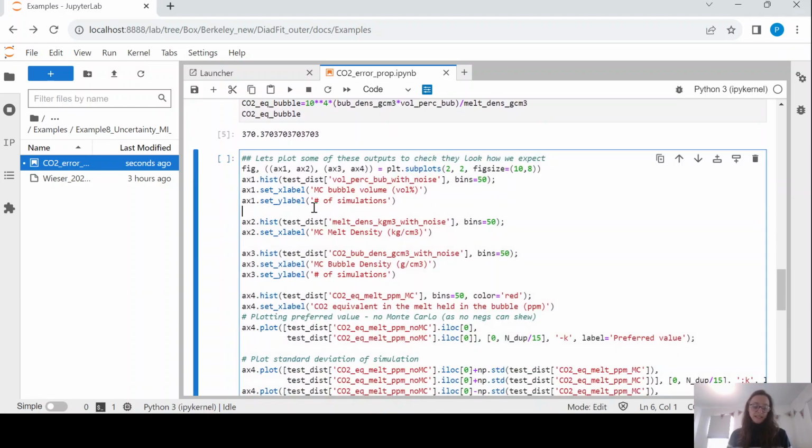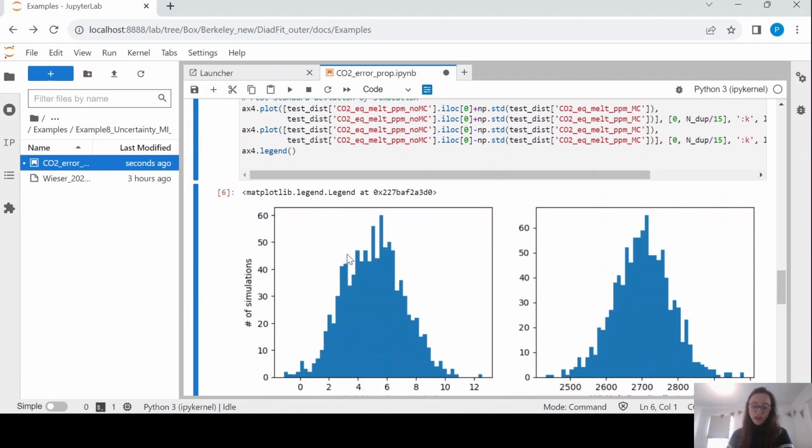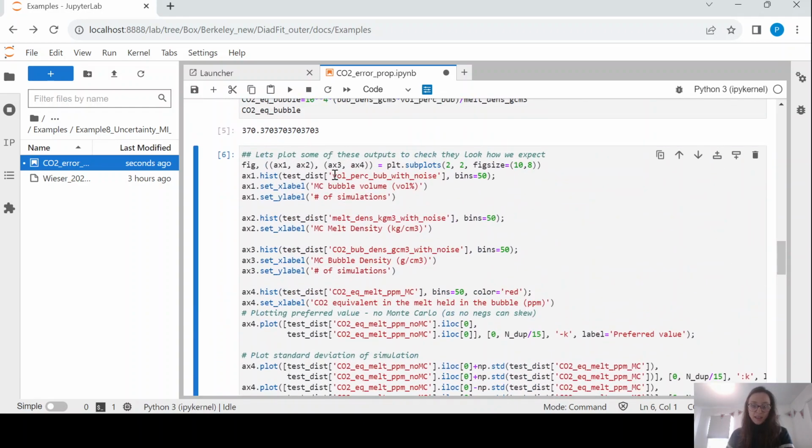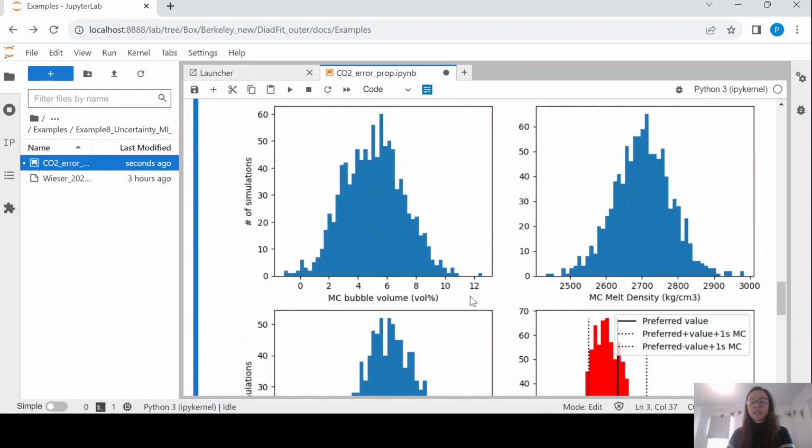So let's plot what these look like. You can see here on the first plot, we are plotting the volume percent of the bubble with the noise added. So this is your distribution of bubble volumes that the simulation is using.